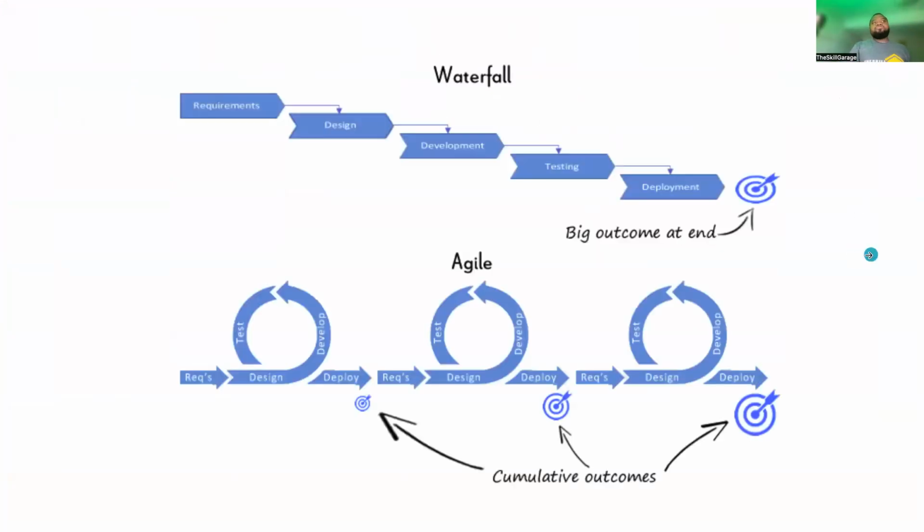We're almost there. So you can see that in Waterfall, requirements have to be done before design, before development, before testing, before deployment. So you can see that you have all these steps that need to be done before you get the big outcome. But in Agile, you don't have to wait for a big outcome.